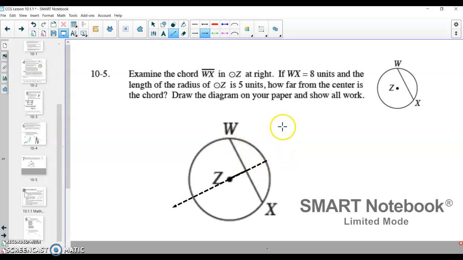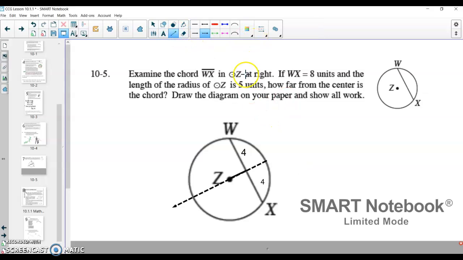All right, which means that if it's a perpendicular bisector, that WX, that length of 8, is going to get cut perfectly in half. And so this right here has a length of 4, and this right here has a length of 4. Not 45, 4. Because it got cut perfectly in half by that perpendicular bisector.